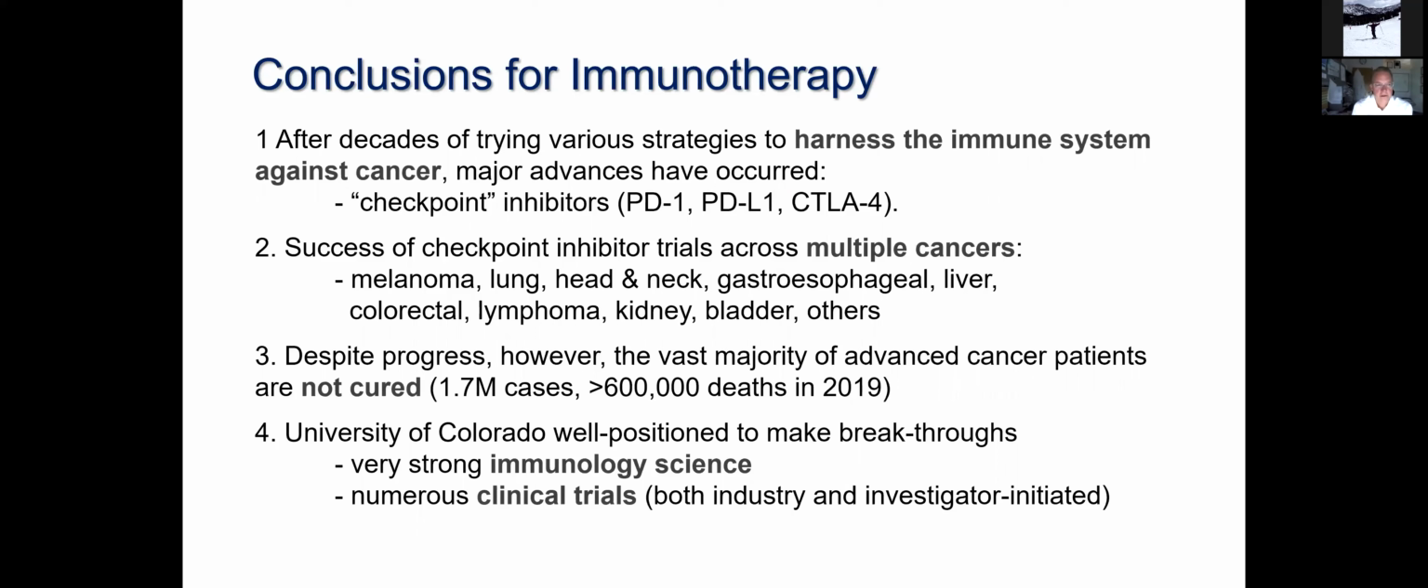So in terms of conclusions for immunotherapy, after over 100 years of trying to harness the immune system against cancer, we finally made major advances. And it's so much better than chemotherapy if you think about all the side effects that come along with chemotherapy. We have the success of these checkpoint inhibitors across multiple cancers that I've listed there. But it's important to remember that the vast majority of advanced cancer patients still aren't cured. So we still have a lot of work to do.